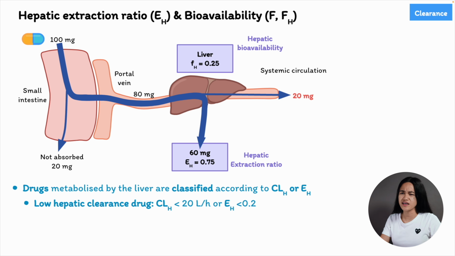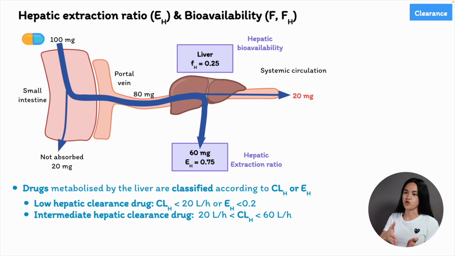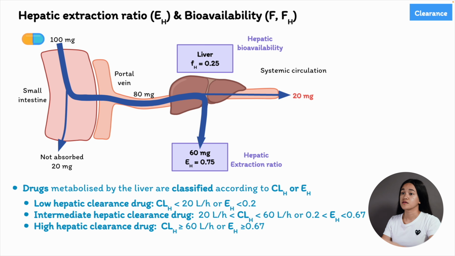Okay. Next, we also have intermediate hepatic clearance, which is between 20% and 70%. This includes caffeine, fluoxetine, and paracetamol. And over 70%, we consider that it's a drug with a high hepatic clearance or a drug with a high hepatic extraction ratio. This includes lignocaine, morphine, and propranolol.